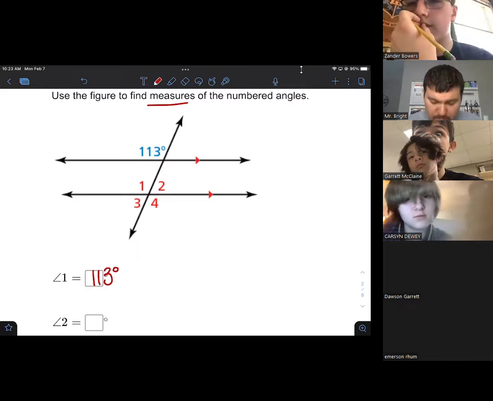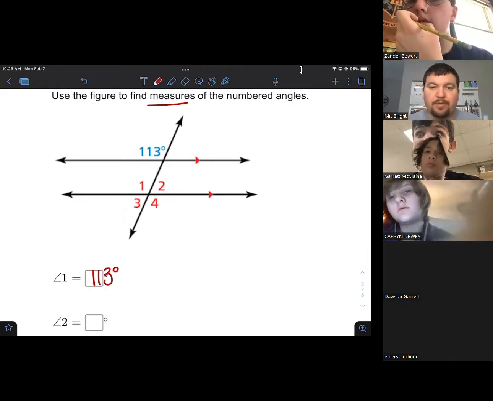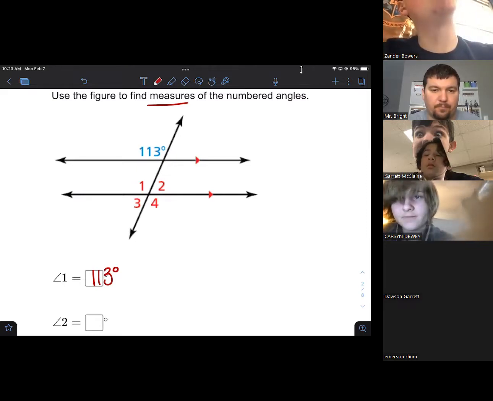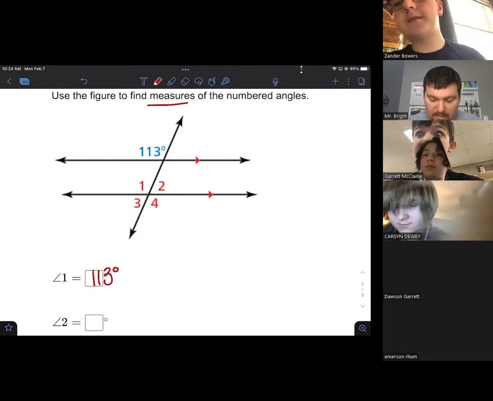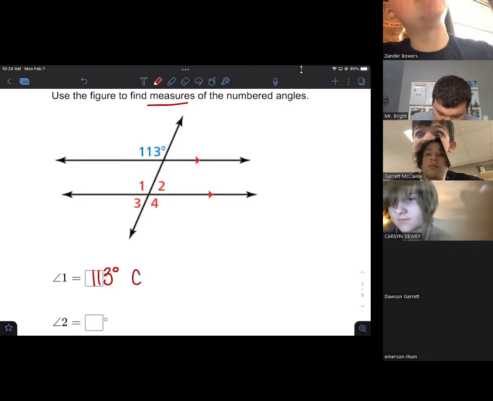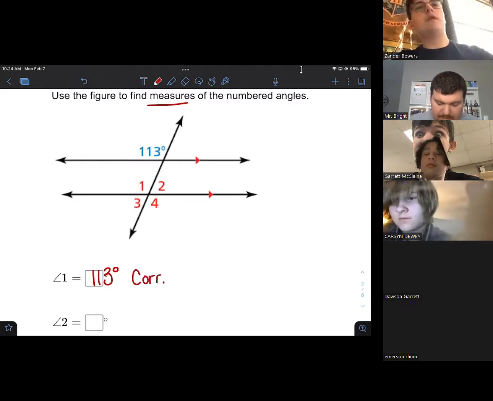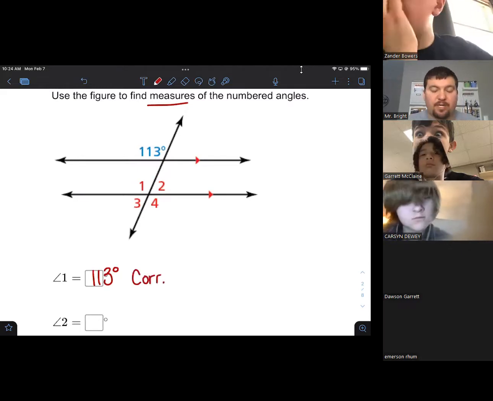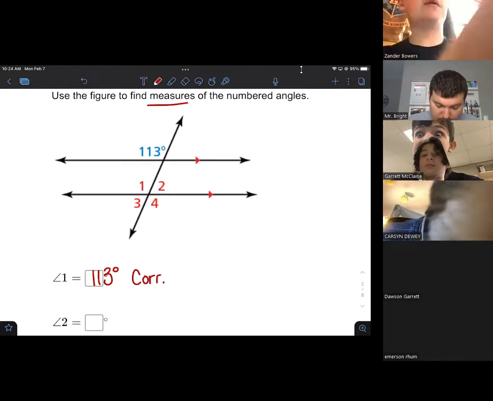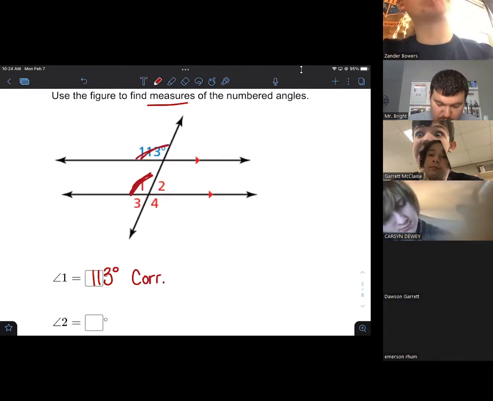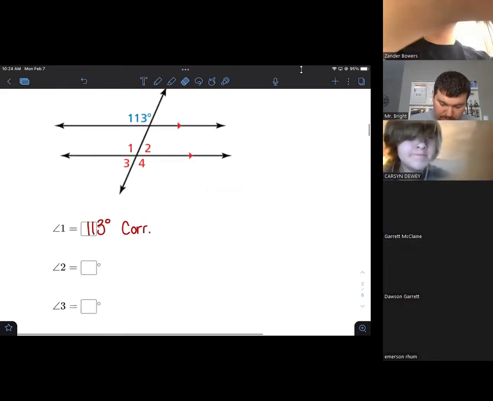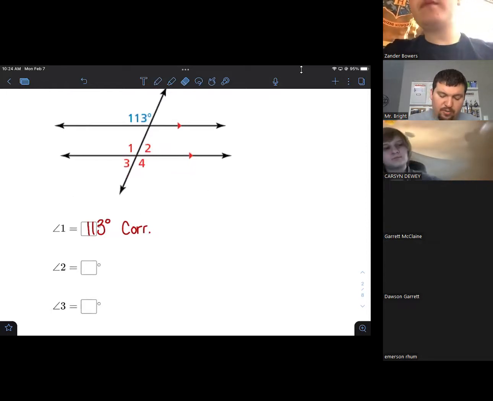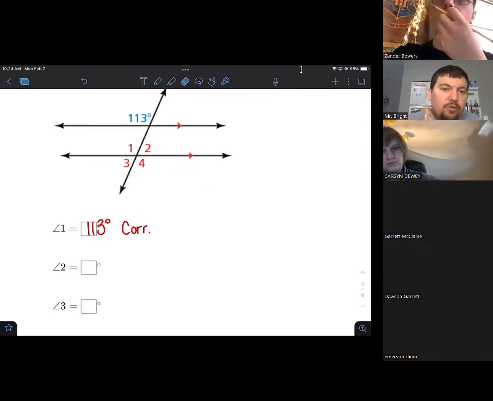What makes angle 1 congruent to the 113-degree angle? What kind of relationship are we seeing here? Corresponding. They are corresponding angles. Nice job. Again, corresponding means the same angle, same direction and everything, just on the other line. So angle 1 is going to correspond with the same angle up above, which is the 113-degree angle. Good. Okay. Angle 2. What's angle 2 going to measure?